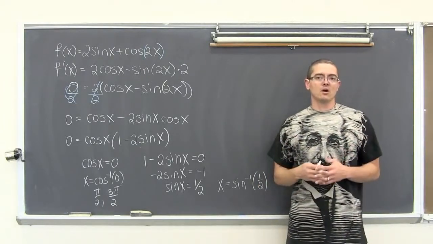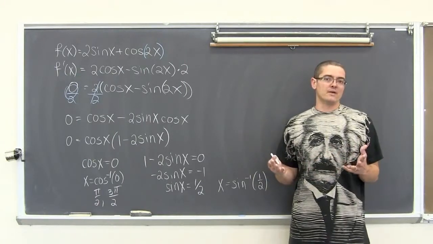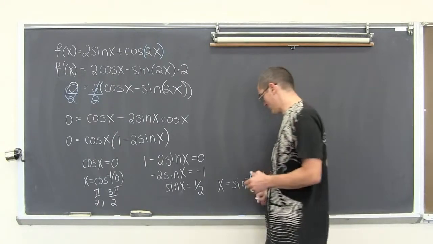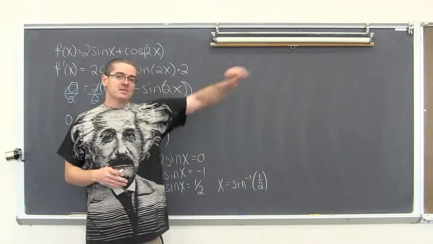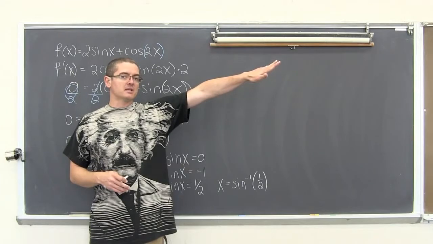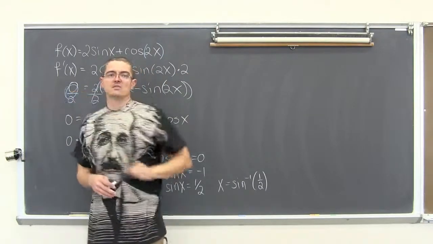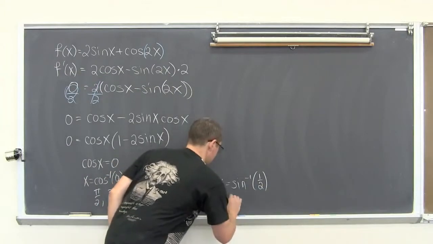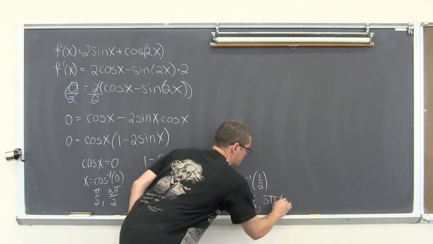Now on the unit circle, sine is y over r. Sine of theta is y over r. And on the unit circle, again, we're just looking for the y values. So what rotations on the unit circle have a y value equal to 1/2? That's going to be 30 degrees, or pi over 6, and 5 pi over 6. So x is equal to pi over 6, 5 pi over 6.